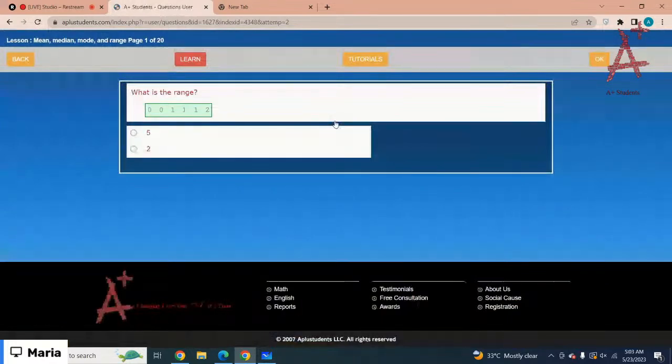Okay, what is the range? Range of the data means you have to subtract the smallest number in the data from the greatest number. So the greatest number in the data is 2 and the smallest is 0. So it will be 2 minus 0 equals 2. That means the range of the data is 2. Got it?